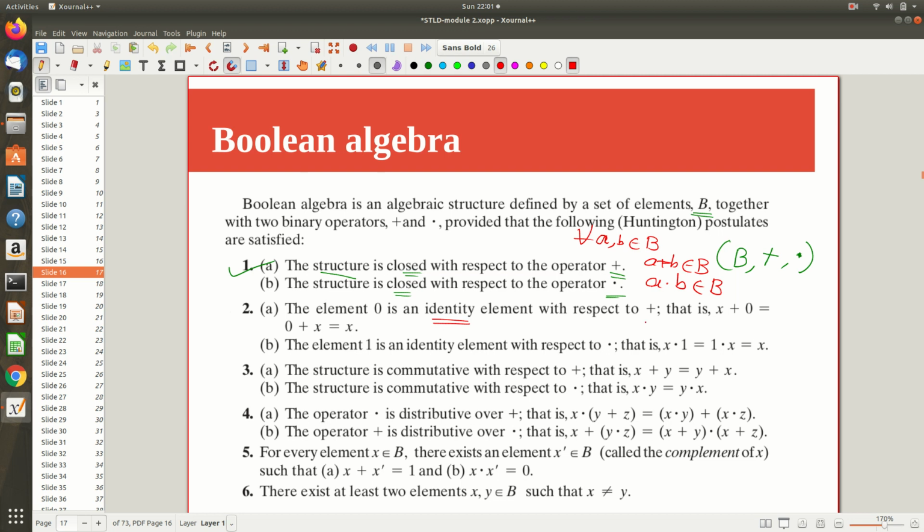And with respect to plus as well as with respect to dot. With respect to both the operators, I need an identity. With respect to plus, what is the identity? We are denoting the identity operator by 0. That doesn't mean that this is a binary 0 or a decimal 0. Don't give any such interpretation.